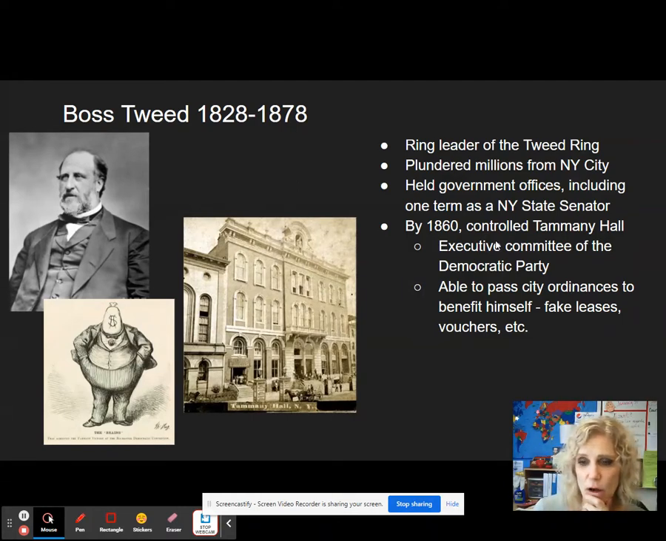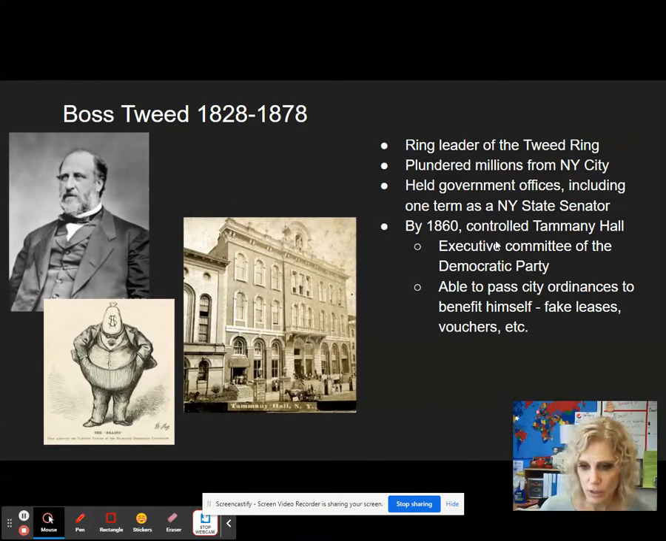Tammany Hall is the organization, or the building, where the executive committee of the Democratic Party met. Boss Tweed took over, and he was basically the henchman for Tammany Hall. He was able to pass many city ordinances to benefit himself and the people around him. He did so by convincing people to vote a certain way, but he also created fake leases and fake vouchers in order to make money and gain political power.